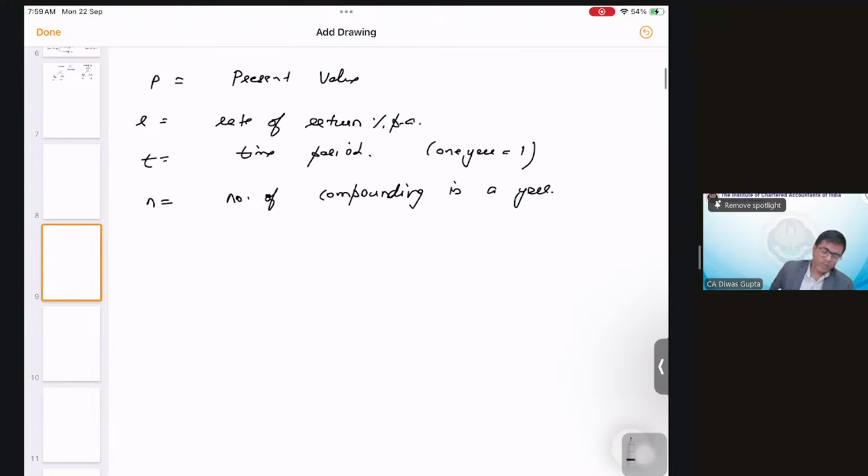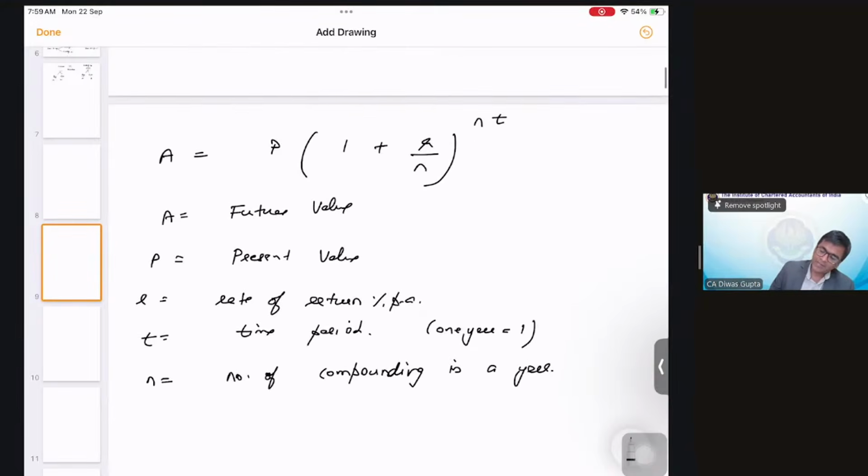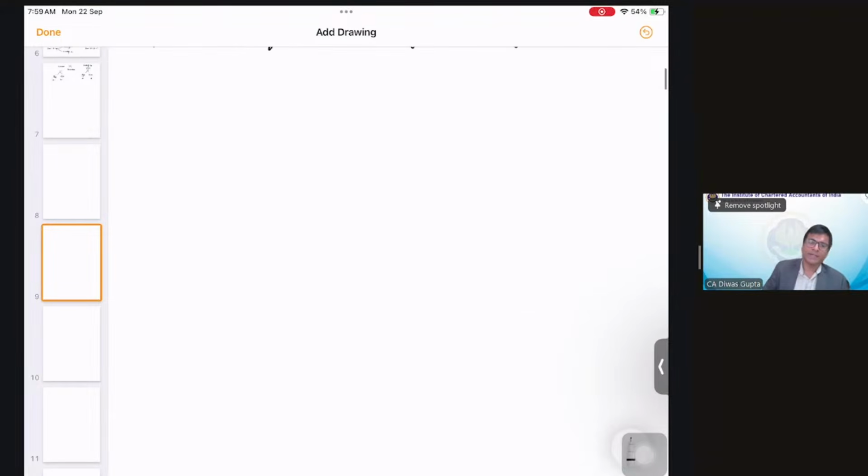Okay, let's take different examples so then we will be able to understand it better. This is clear, students? Yes, sir. This is just a very simple formula. Yes, sir. This is good, sir. Okay, perfect.